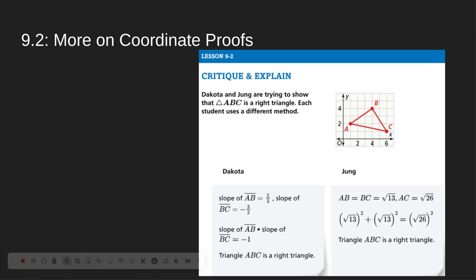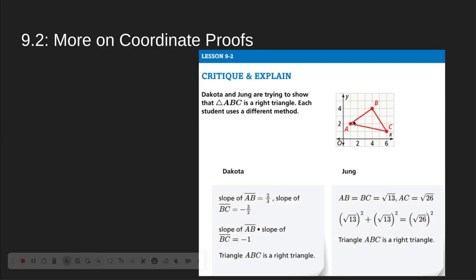First, I put this one up just so you can see there's more than one way to do this. Notice, Dakota and Jung were both tasked with showing that this triangle was a right triangle. Before you do anything, you need to think about the properties of a right triangle. There's 2 that come to mind. A right triangle has exactly one what? Right angle, so we can go about it that way. Or if a triangle is a right triangle, then a squared plus b squared equals c squared. So there are 2 different ways we could show this.